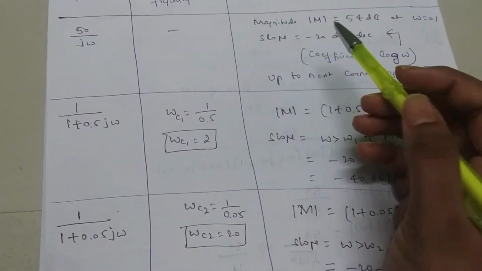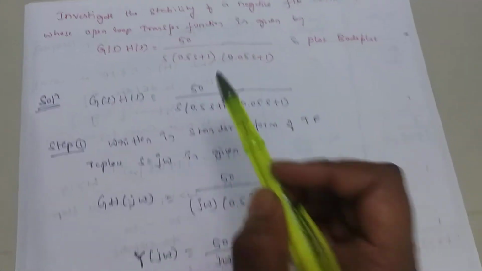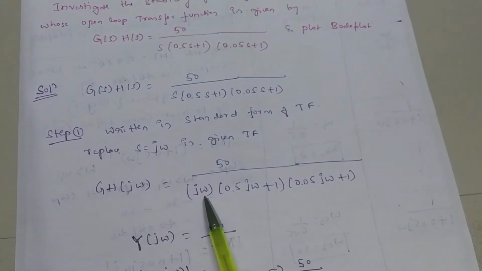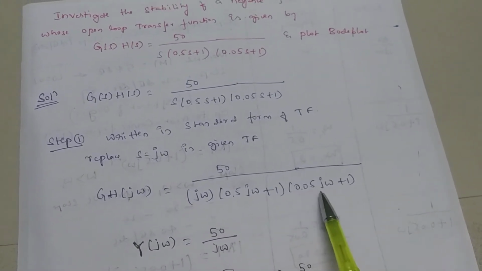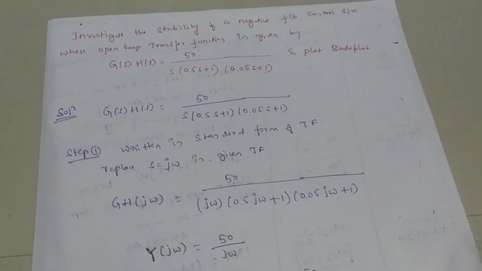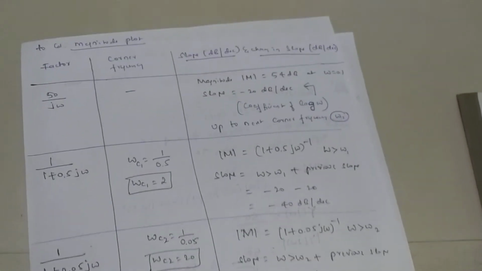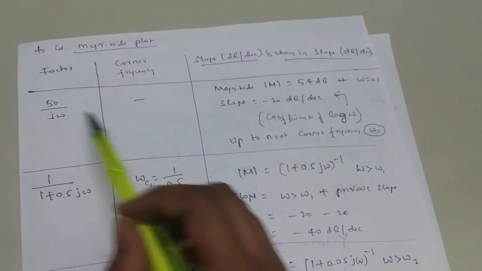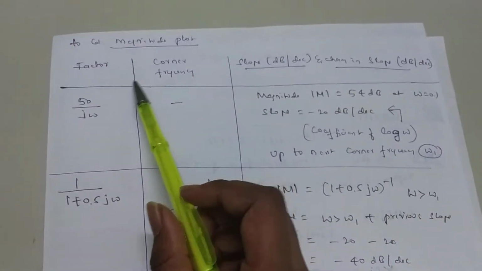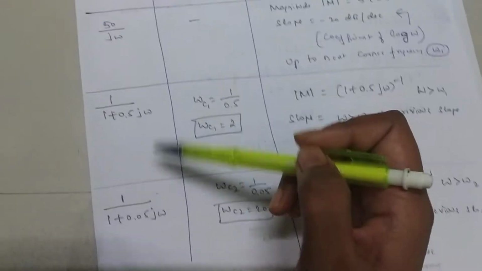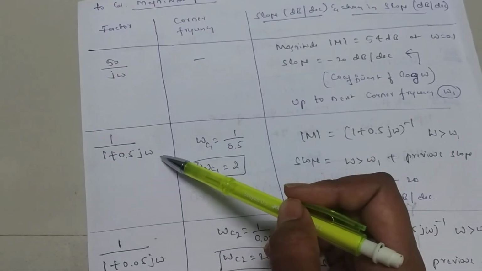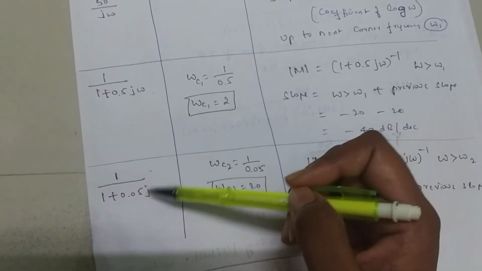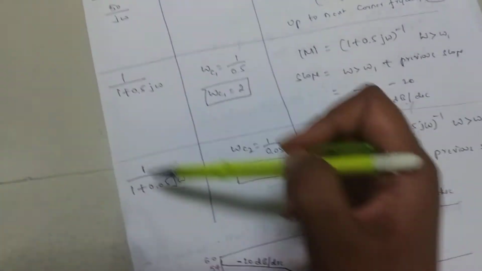By each factor. So what are the factors here? In the given system, the factors are 50 by j omega, 1 by (0.5 j omega + 1), and 1 by (0.05 j omega + 1). These are the factors to find the magnitude value. We have a tabular column for finding the magnitude plot: 50 by j omega is the first factor, 1 by (1 + 0.5 j omega) the second factor, and 1 by (1 + 0.05 j omega) the third factor.